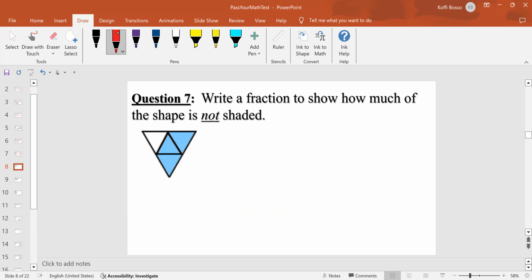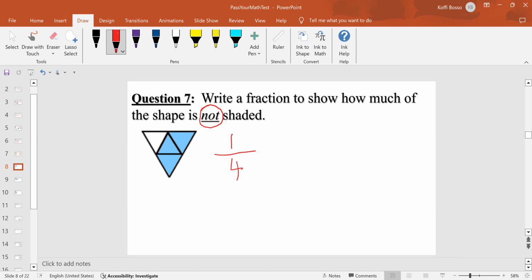Question number 7. Write a fraction to show how much of the shape is not shaded. As a fraction, not shaded. The first thing is this shape they divide in how many parts? So you have 1, 2, 3, 4 parts. So as a fraction, the denominator will be 4. Now, how many parts are not shaded? So only 1. So that would be 1. So the answer is 1 out of 4.